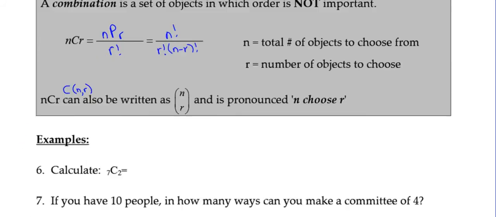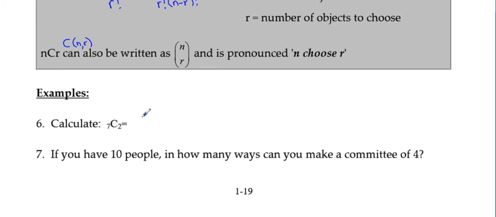So what I want you to do is to find the button on your calculator, the nCr button, and just try 7C2 and make sure you can get 21. If you need to pause the video to try that, do that, but find the nCr button, make sure you know how to use it, and make sure you can get 21.